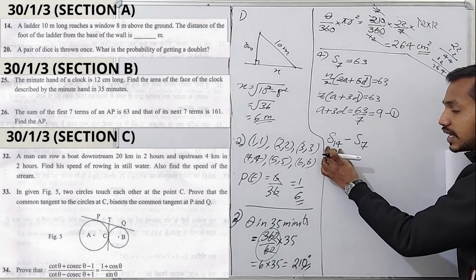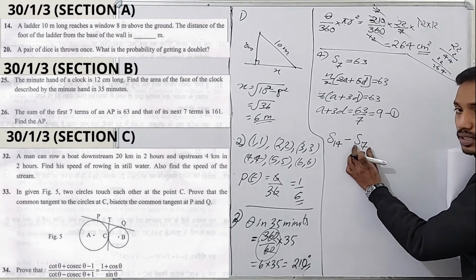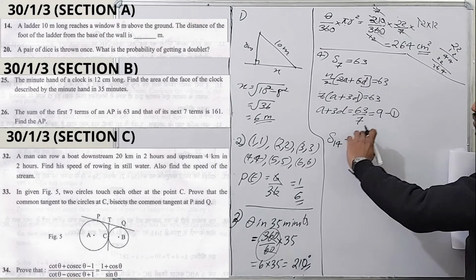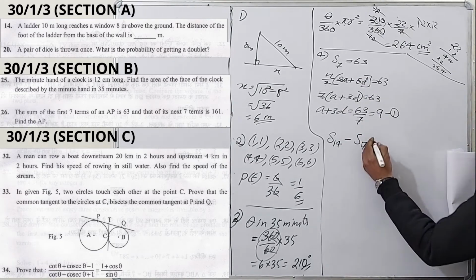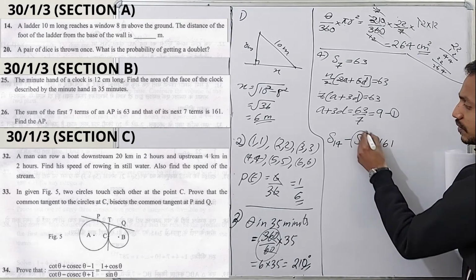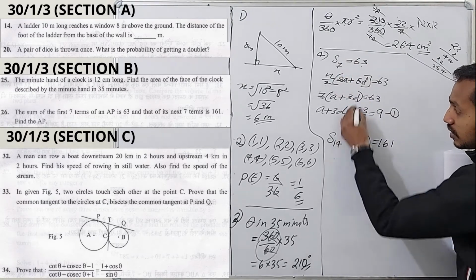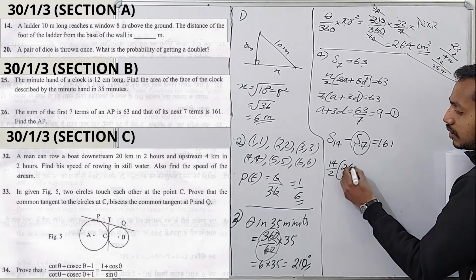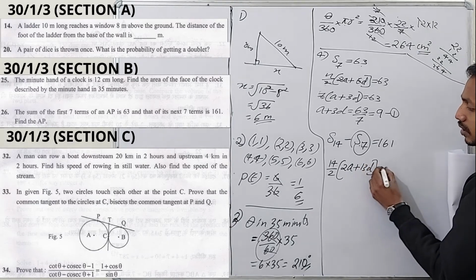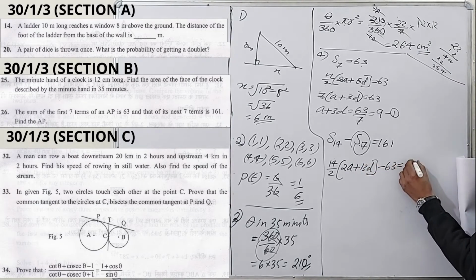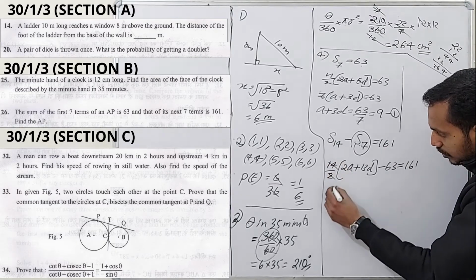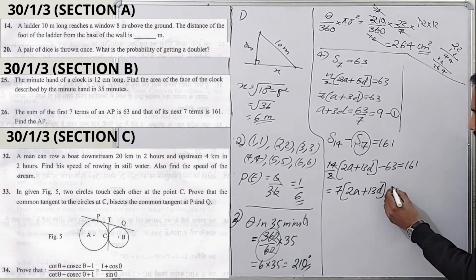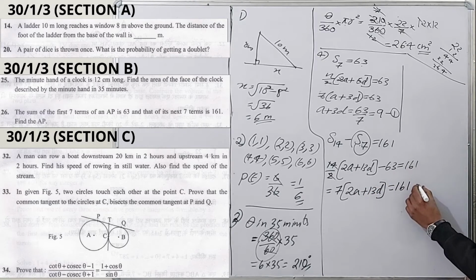Clear? Sum of first 14 terms minus sum of first 7 terms, we will get the sum of the 8th to 14th term. That is the meaning of sum of next 7 terms, which is equal to 161. Sum of 7 terms we already obtained, that is 63. So sum of 14 terms will be 14 by 2 into 2a plus 13d minus 63 is equal to 161. Now 14 by 2 is 7 into 2a plus 13d, which is equal to 161 plus 63.